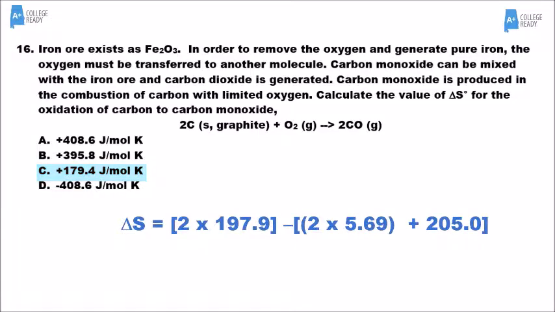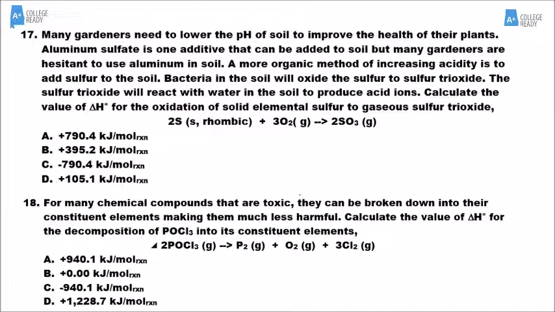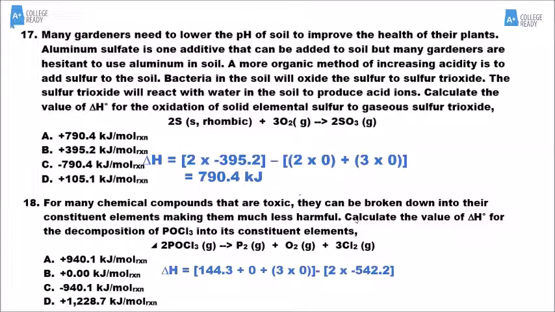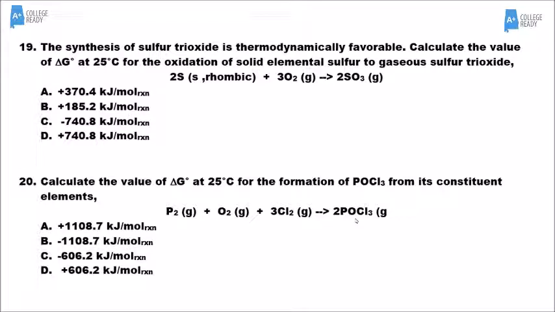minus all the reactants. This time we're looking for delta H, but it's the same type of problem, all the products minus each one of the reactants, giving us a final answer of 790.4. Very same setup, all the products minus all the reactants, and you get your final answer there. Same type of problem, except this time delta G instead of delta S or delta H.